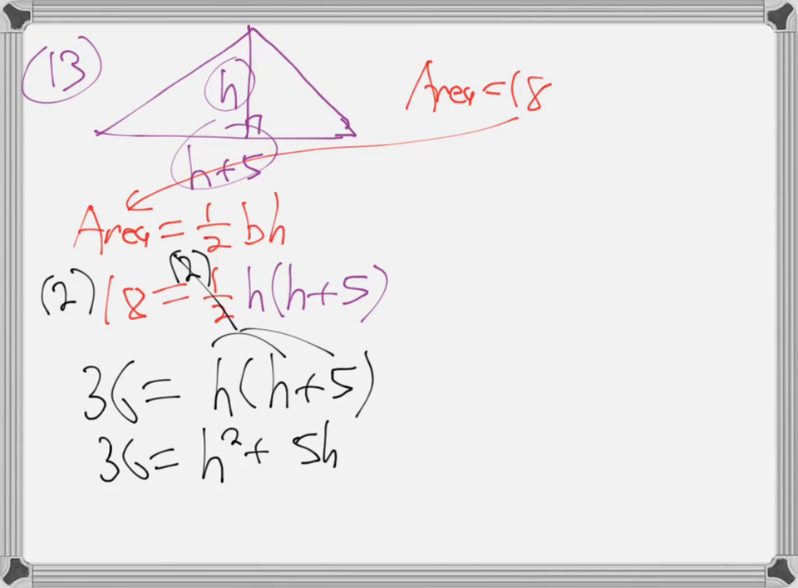How are we doing? Is this making sense? This trips up a lot of people on the test. They get stuck with that half. They don't know what to do with the half. Are you tracking with me? And then what do we do from there?